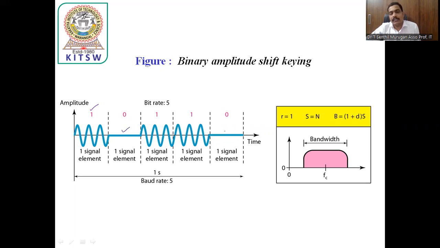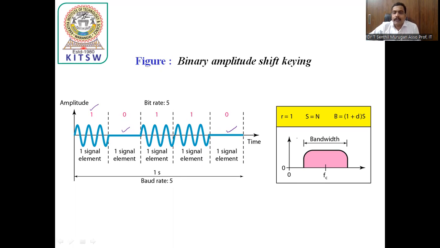So that is the amplitude. Amplitude is 0 where the data is 0. Where 1 is there, the same amplitude will be there according to the carrier frequency. If amplitude is 0, there is no signal. So this is called amplitude shifting technique. Wherever 1 is there, the signal will be there; wherever 0 is there, there is no signal.